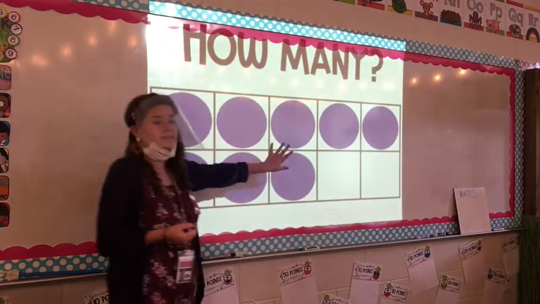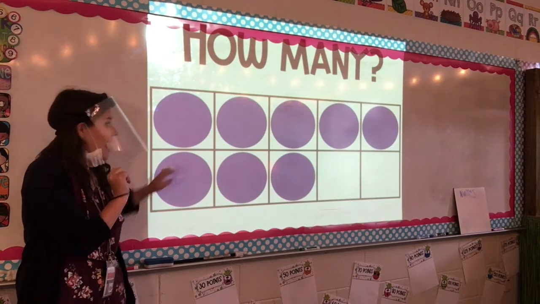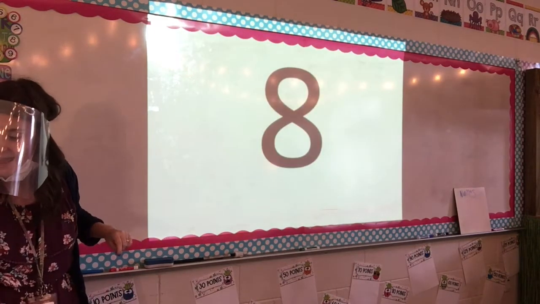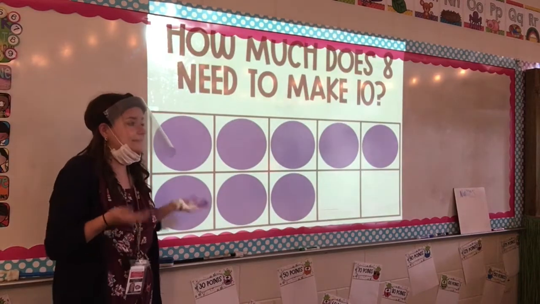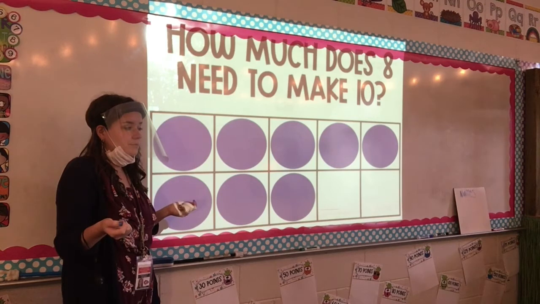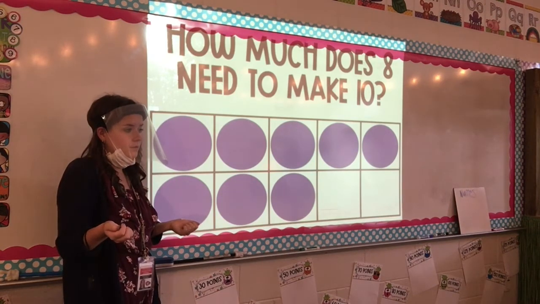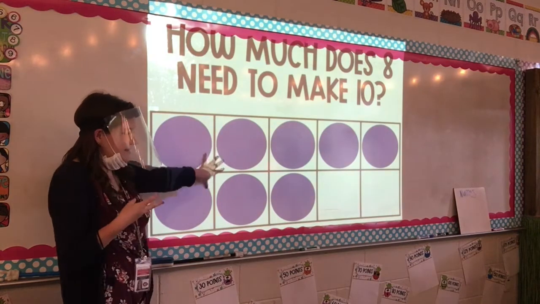How much is this? 8. This is 8. How much does 8 need until it has 10? Emil, keep your mask up, okay? Emil, how much does 8 need until I have 10?